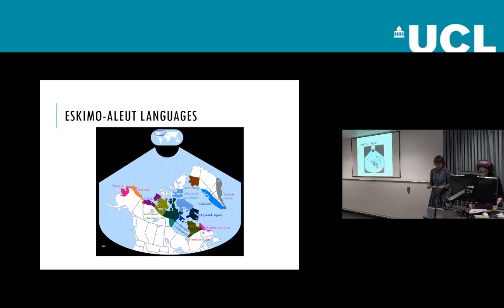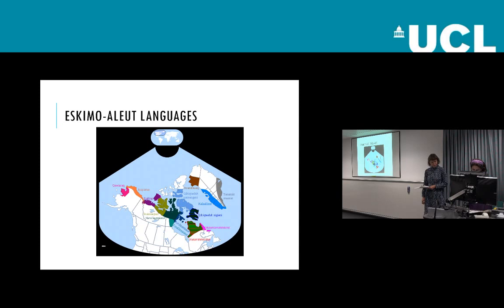varieties. Okay. So a really striking characteristic of Eskimo Aleut languages is that they are polysynthetic, which is a term that's used to describe a type of languages that you get in different parts of the world, predominantly the Eskimo Aleut languages, and then a lot of Australian Aboriginal languages, and a lot of North American indigenous languages.